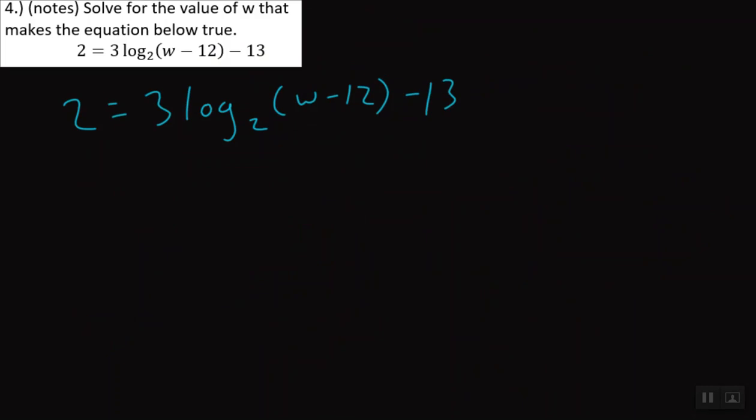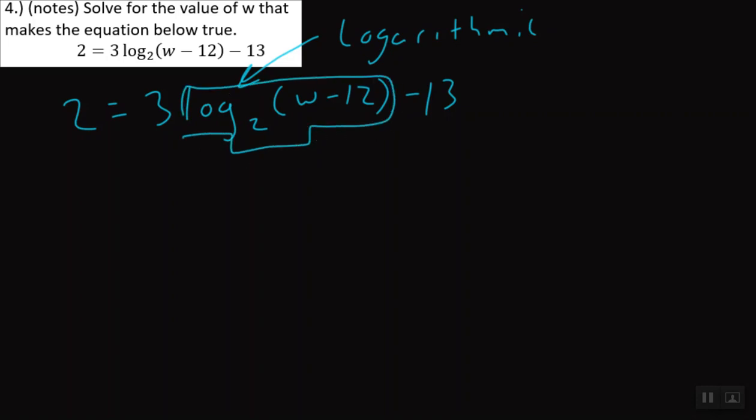Okay, for example 4, we're now given a logarithmic equation. Let's go ahead and write that out. We're given a logarithmic equation. Now, in order to do this, much like everything else, we have to get this logarithmic quantity by itself first, and we'll of course do this by beginning with getting rid of our subtraction. So let's add 13 to both sides.